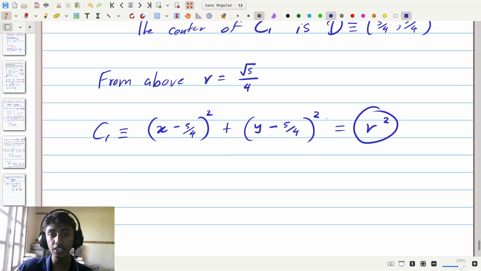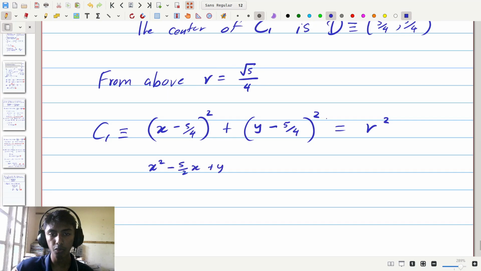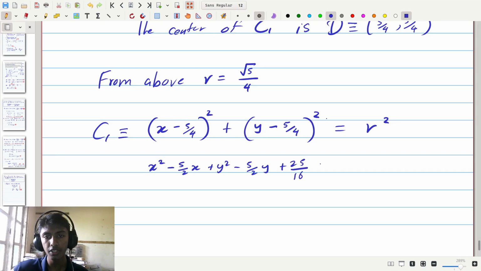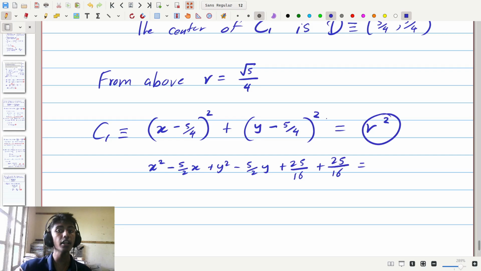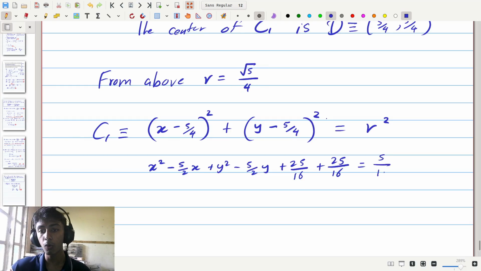Simplifying this down, if we expand these two squares and we substitute r as being equal to square root of 5 over 4, we are going to get x squared minus 5 over 2 x plus y squared minus 5 over 2 y, and additionally we're going to get 25 over 16, so we have plus 25 over 16, and this is also going to give us plus 25 over 16, is equal to, and r squared is equal to square root of 5 over 4, whole thing squared, which is going to be 5 over 16.